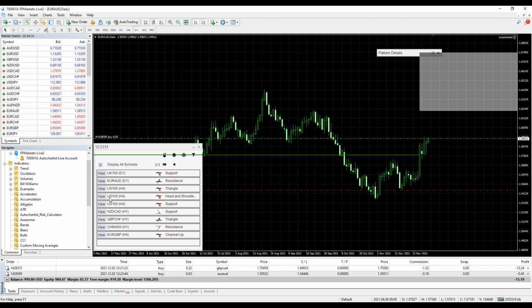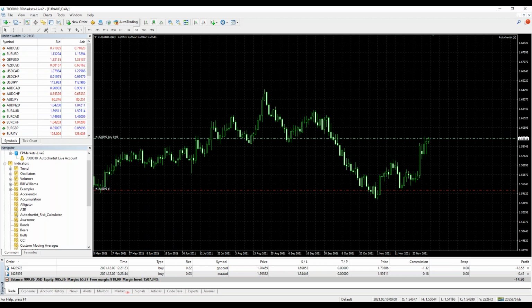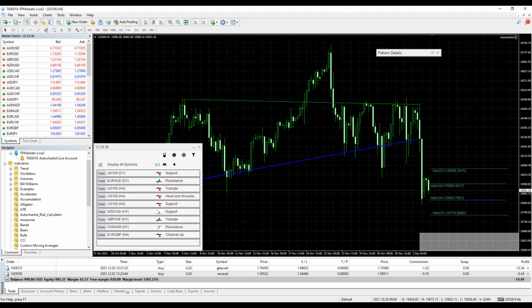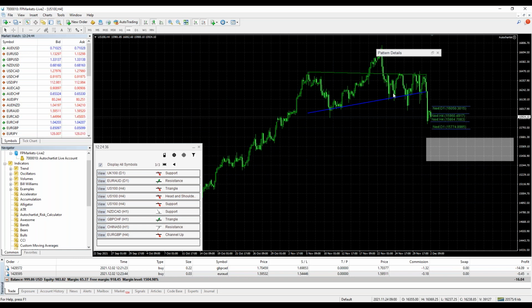Okay, and so here are some really interesting setups I'm looking at. The US 100 with the head and shoulders. I guess Autochartist maybe didn't draw that as beautifully as it should have. As a human, I may have drawn that a little bit differently, but I think it did a pretty good job of identifying that. And Autochartist has head and shoulders and other pretty good patterns to follow. I found them to be very reliable.